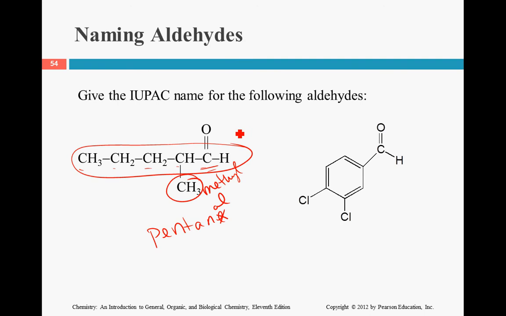So we always start counting on the side that's closest to the oxygen. 1, 2. So on the second carbon, there's a methyl group of pentanal.